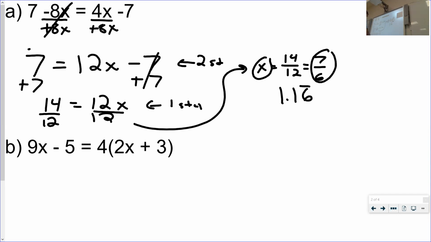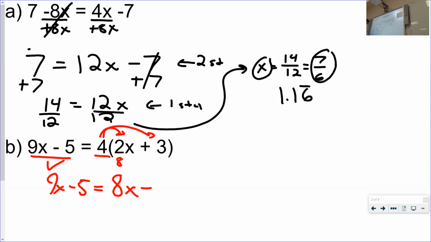Okay, I'm going to the second one. Here we have a distribution. So first thing we want to do is simplify both sides. On the left, we're all good. On the right, we need to distribute this 4 to here and here. So on the left is 9x minus 5. On the right, it's going to be 8x, because 4 times 2 becomes 8, plus 4 times 3 becomes 12.